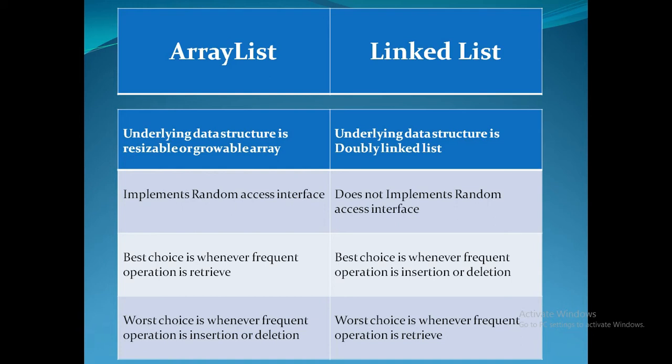Array list implements three interfaces actually: random access, cloneable, and serializable. But linked list does not implement the random access interface. It only implements two interfaces, that is cloneable and serializable. It does not implement the random access interface. As I earlier told, random access interface gives the ability to retrieve the element, right? So that's why the array list is the best choice whenever our frequent operation is retrieval.